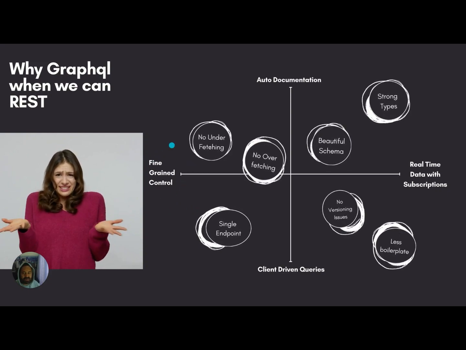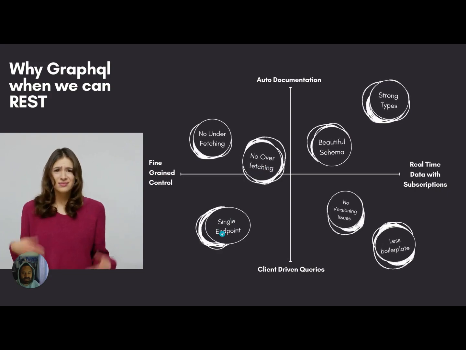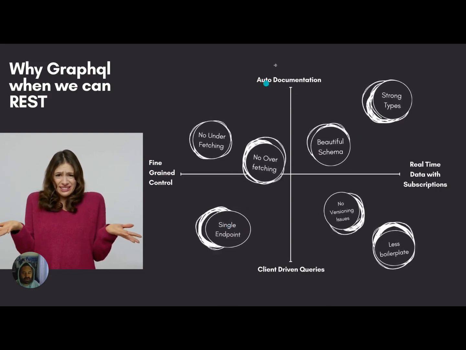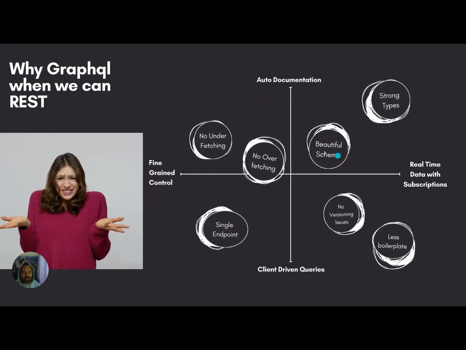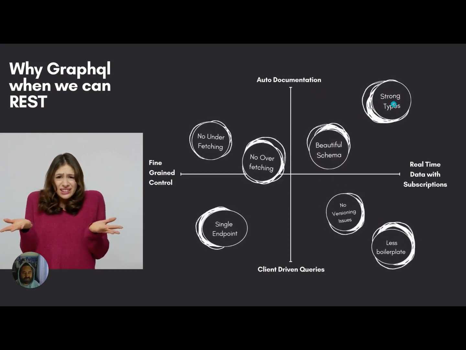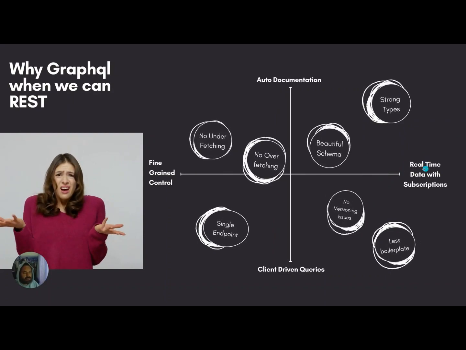But why we should opt for GraphQL is it gives you a lot of fine-grained control. It has no underfetching. It has no overfetching. There's a single endpoint to work with at all times on the front end. There's auto documentation. So you have a beautiful schema to play with. Just looking at the schema file gives you everything, and then there's a strong typing system.